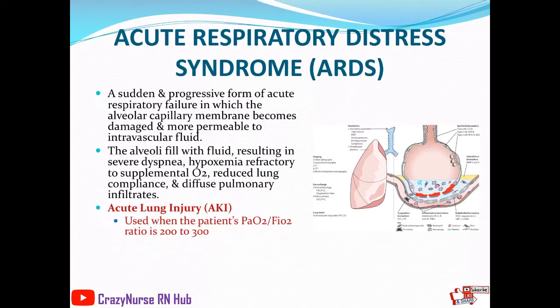We use the term acute lung injury or ALI when the patient's partial pressure of oxygen to fraction of inspired oxygen ratio is 200 to 300. On the other hand, we use the term ARDS when the patient's partial pressure of oxygen to fraction of inspired oxygen ratio is less than 200.